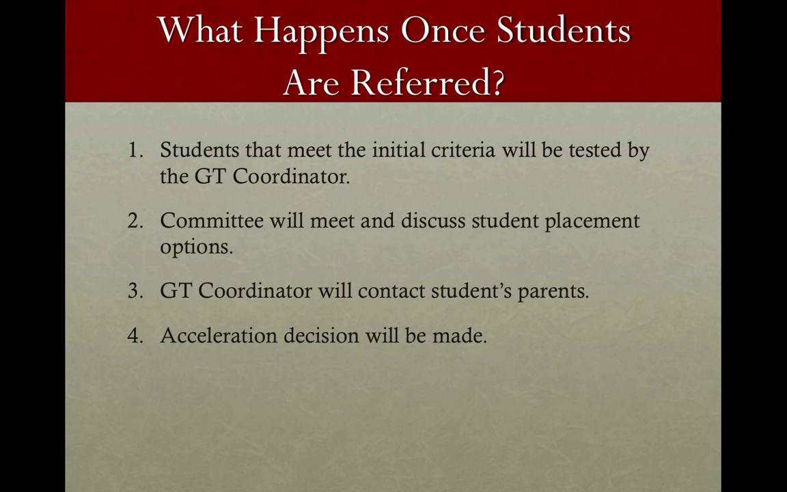What happens when students are referred? Once you fill out the referral form, just so you know what the process is, students who meet the minimum criteria will be doing further testing. The classroom teacher will administer the mid-year for the following year test, and if that student scores 95% or higher on that assessment, the student will then move on to taking the end of the year assessment for the following year, and we're looking for a score of 80% or higher on that assessment.